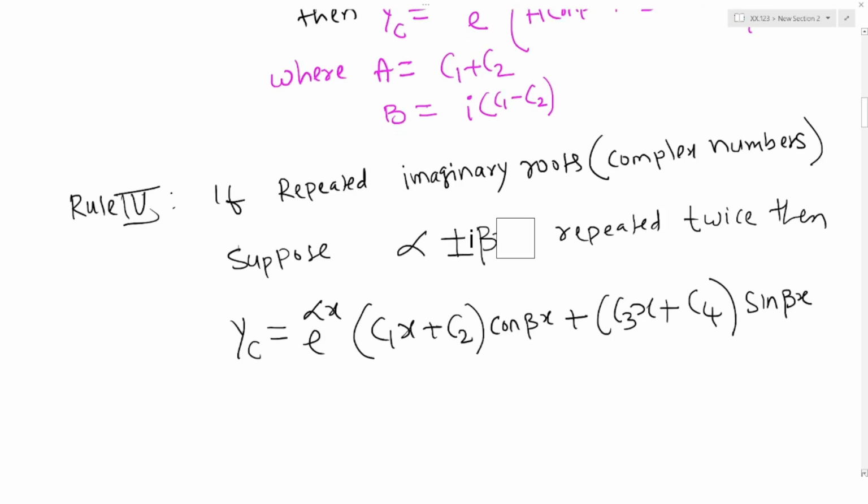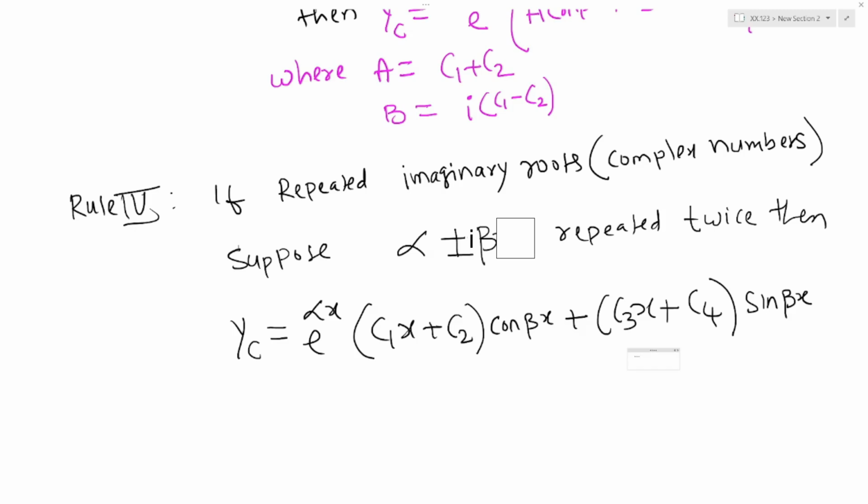Now rule number 4. If the imaginary roots are repeated, that is alpha plus or minus i beta are repeated twice, then what is the answer? yc equals e raised to alpha x, and here we get c1x plus c2 cos beta x and c3x plus c4 multiplied by sin beta x, because here the roots are repeated twice.